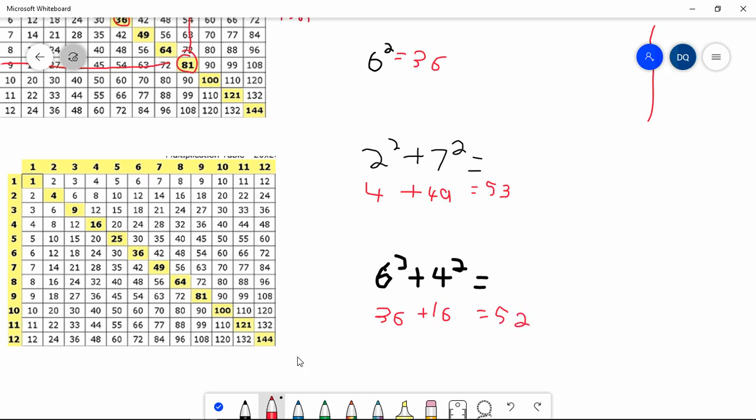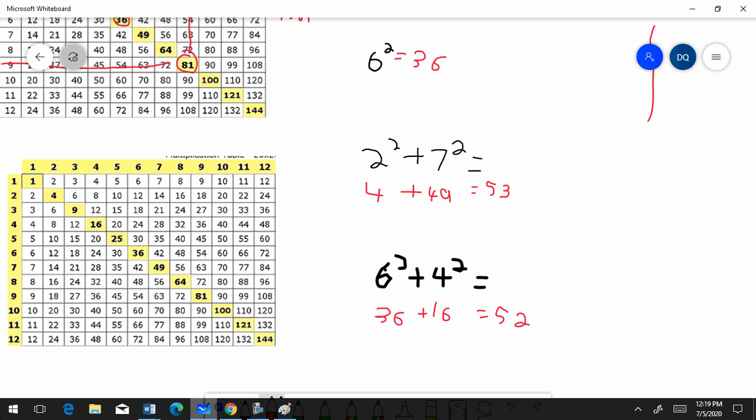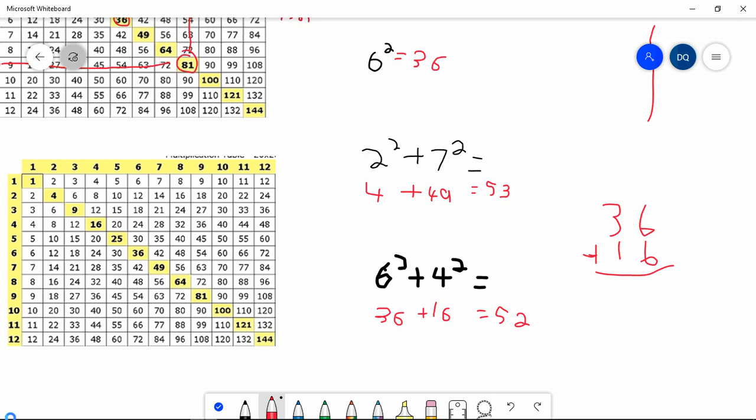And if you find that a bit tricky, you might want to write it out this way. So you've got 36 plus 16. 6 plus 6 is 12. And then we've carried the 1. 3 plus 1 is 4, plus 1 is 5. That gives us 52.